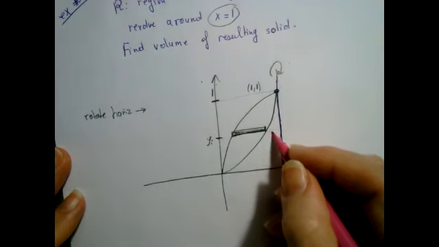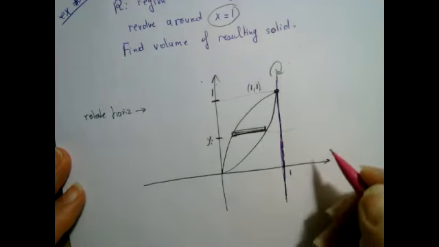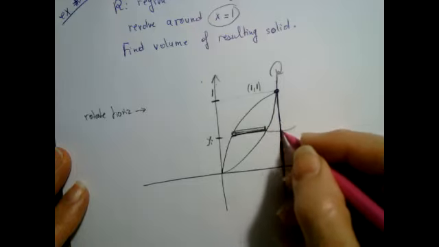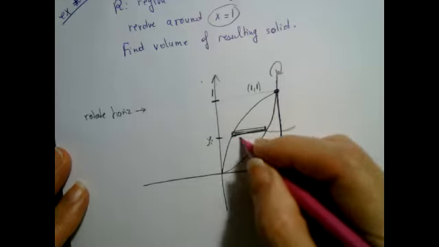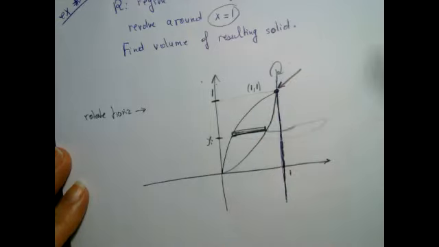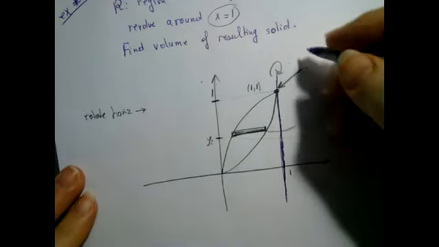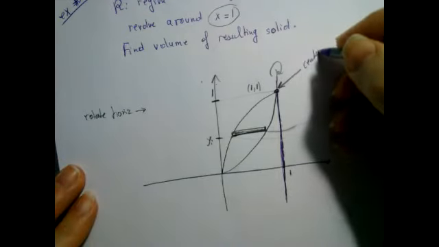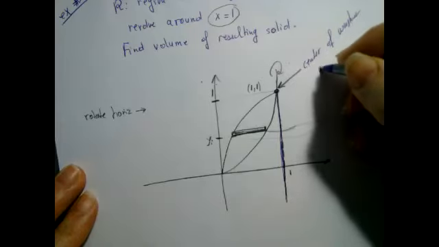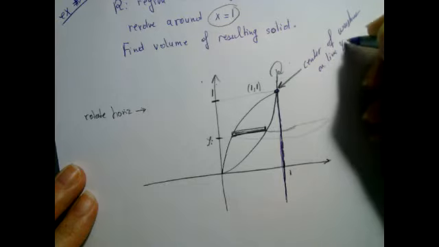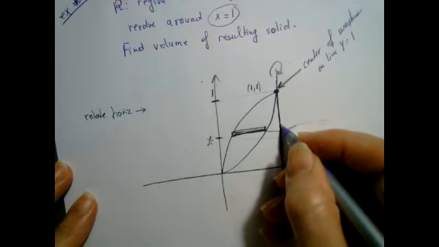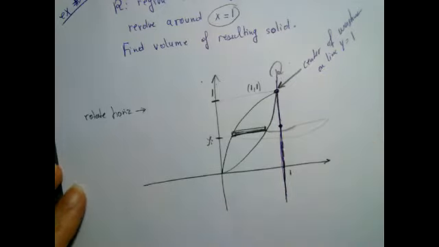And now when I rotate this horizontal slice around the line x equal to 1, again, we're going to get a washer because there is a big hole in here. In this case, the center of the washer is on this line, because when we rotate, we're rotating around this line. So it's going to be the center of my washer right there.